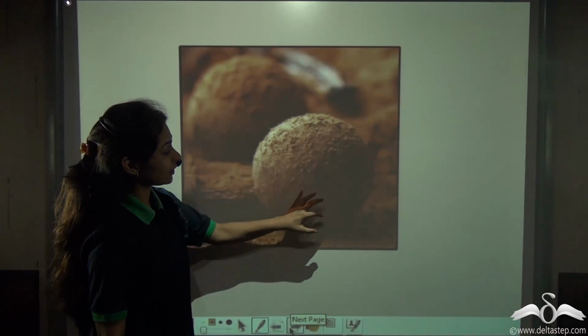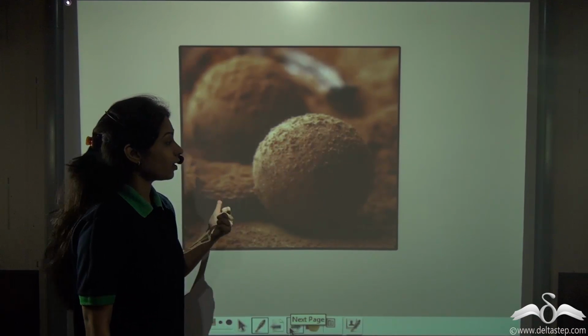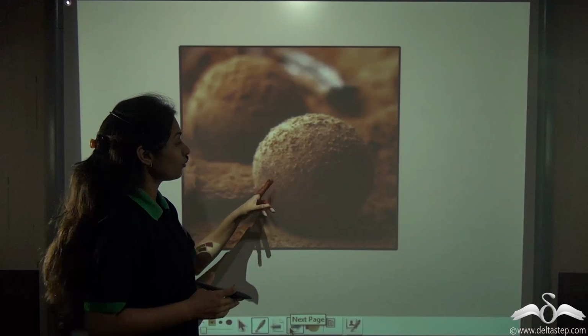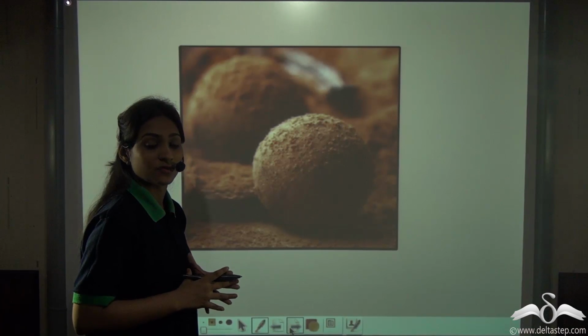So actually you can see that these truffles are nothing but spheres. So to find out how much volume of chocolate the truffle will take, we need to find out the volume of this sphere. So let's see how to find out the volume of a sphere.